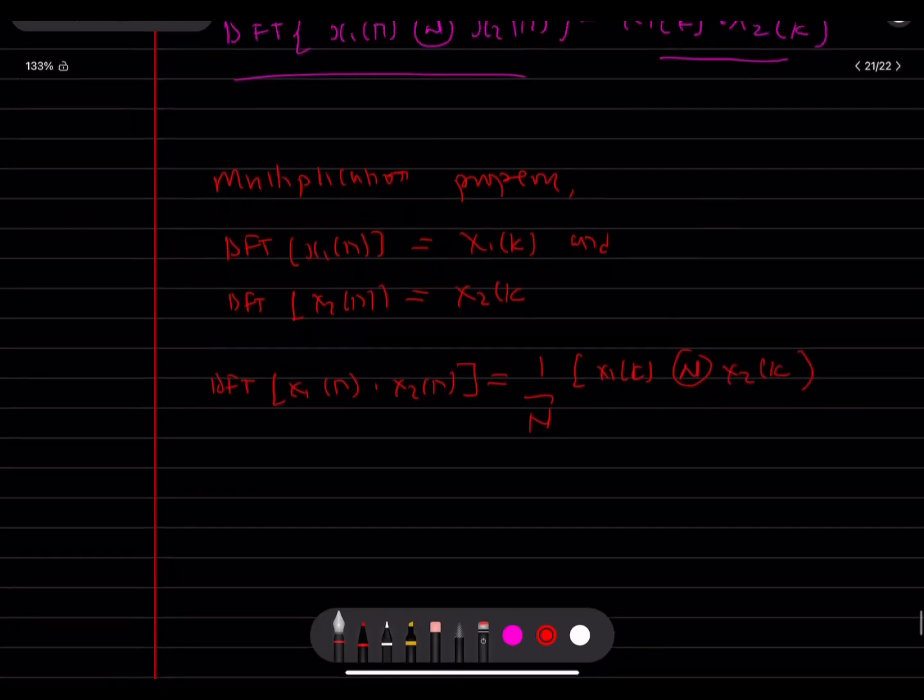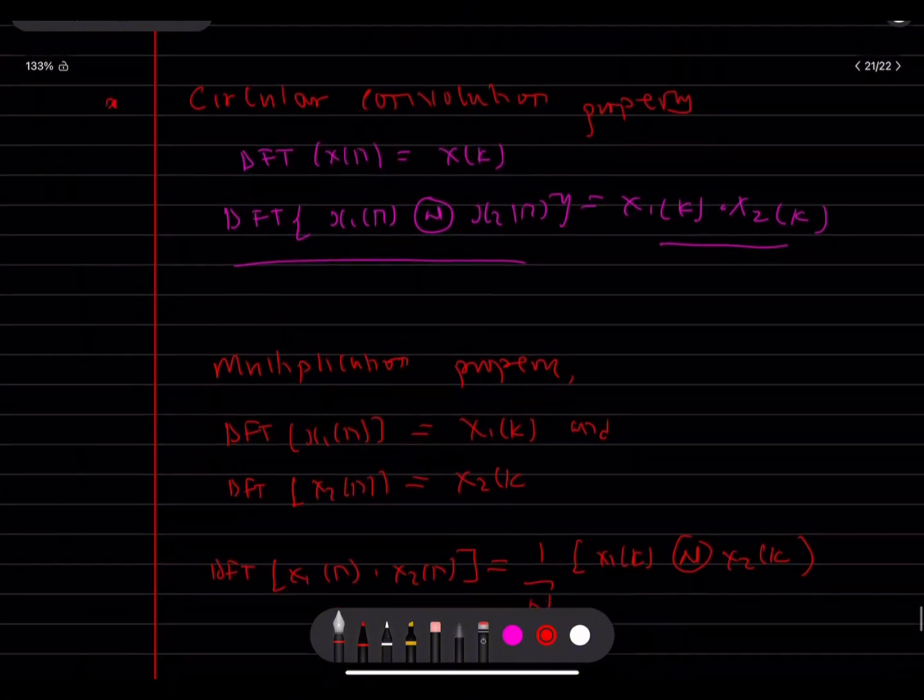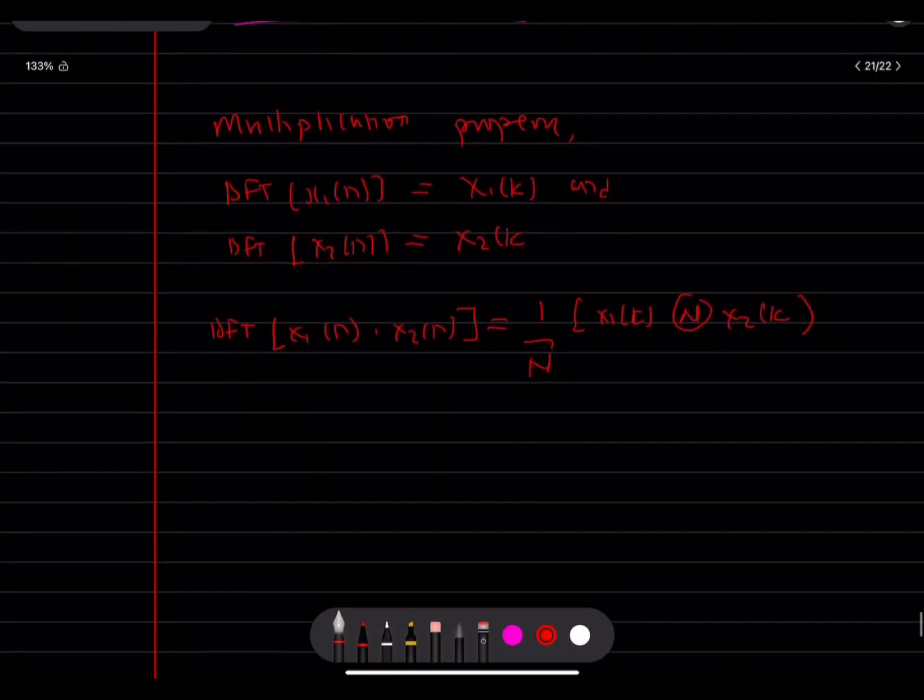So this is kind of a reverse of the circular convolution property, and the only difference is that here we divide by N and then we convolve in the frequency domain. So convolution in time domain is multiplication in frequency domain, and multiplication in time domain is 1 over N multiplied by convolution in frequency domain. So these are the properties. Let's move to the next set of properties.